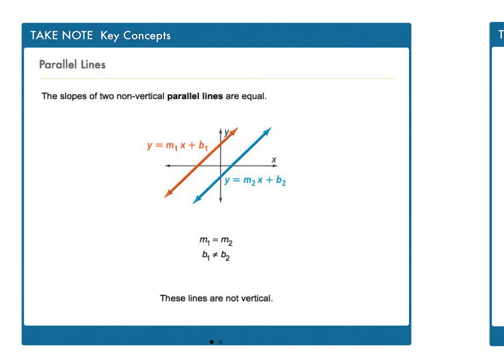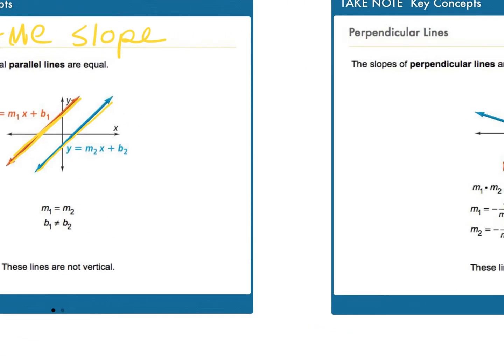So parallel lines run in the same direction and they will never touch each other. So two parallel lines have the same slope. So the slope of this red line is going to be the same as the slope of this blue line.